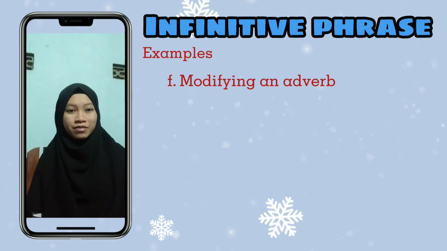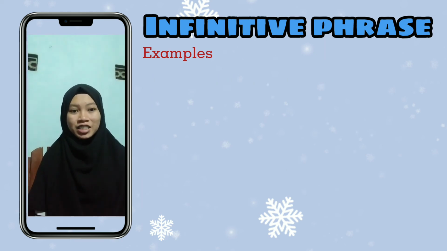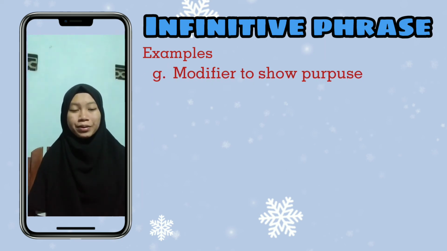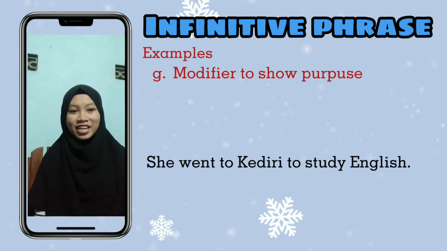Modifying an adverb. For example, I came to Prambanan to see the temples. The infinitive phrase is to see the temples. The lastly is modifiers to show purpose. For example, she went to Kediri to study English. In this sentence, the infinitive phrase is to study English.